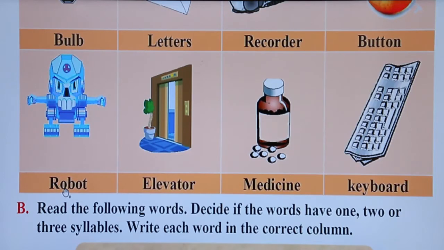Robot. How many syllables? Great, two. Elevator. How many syllables? Listen carefully. Elevator. 4 syllables. Great, excellent. Medicine. How many syllables? It has only 2 syllables. And keyboard. Great, 2. Keyboard.